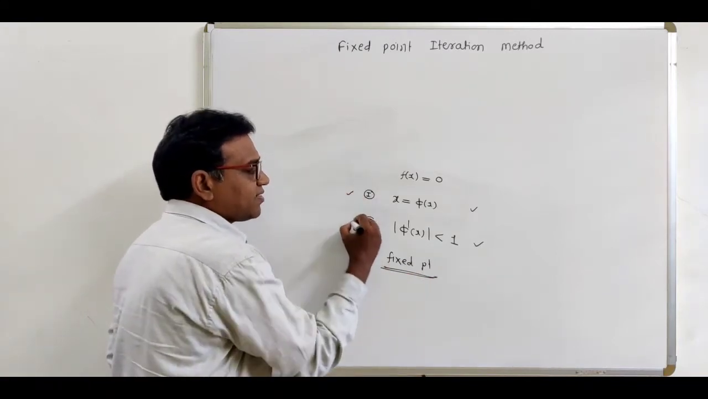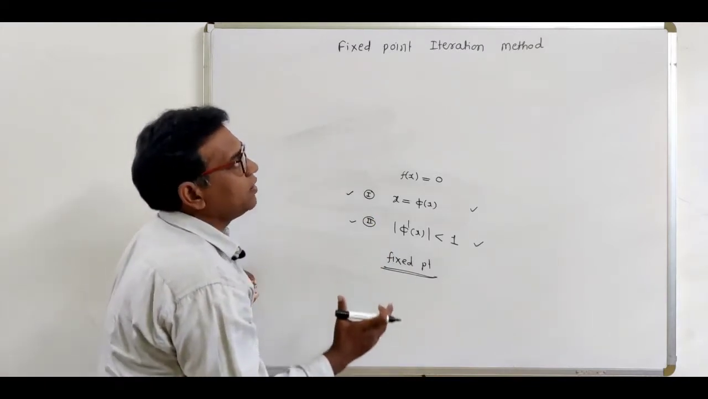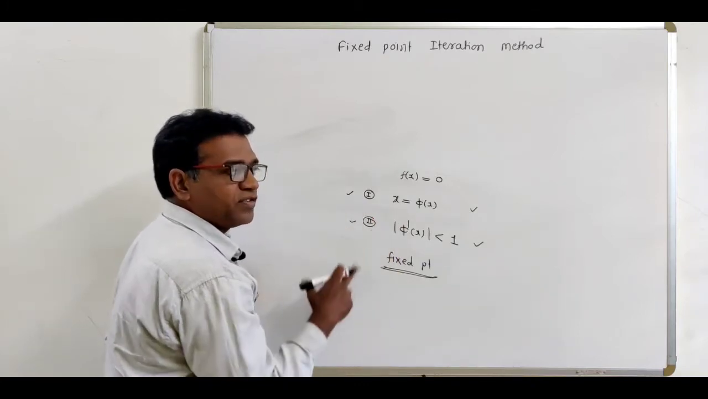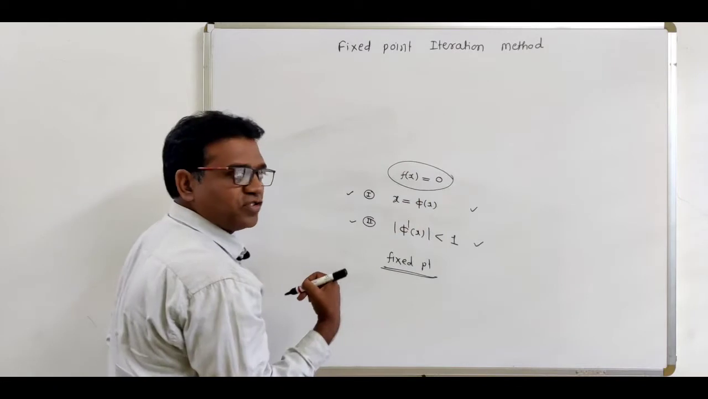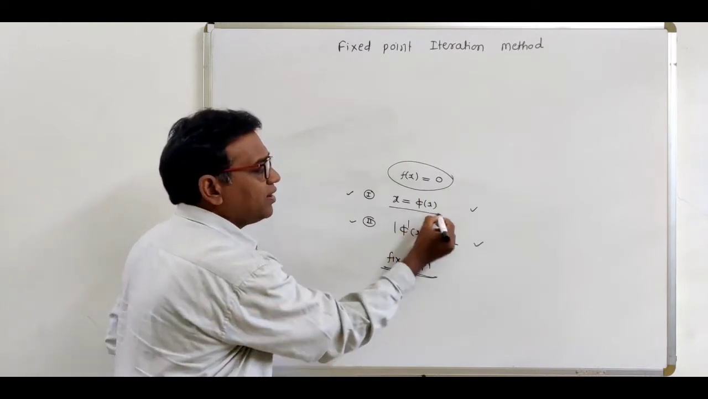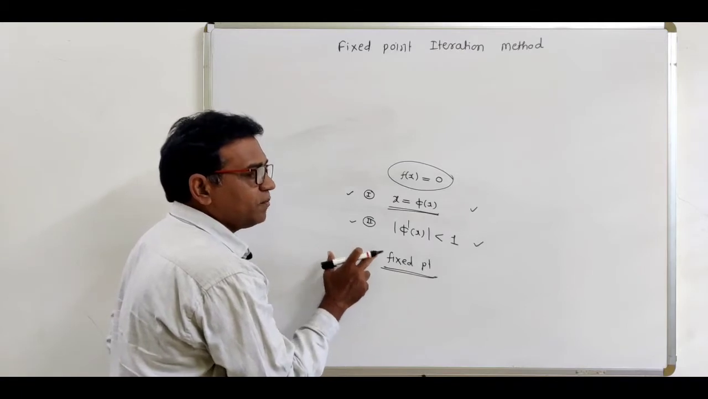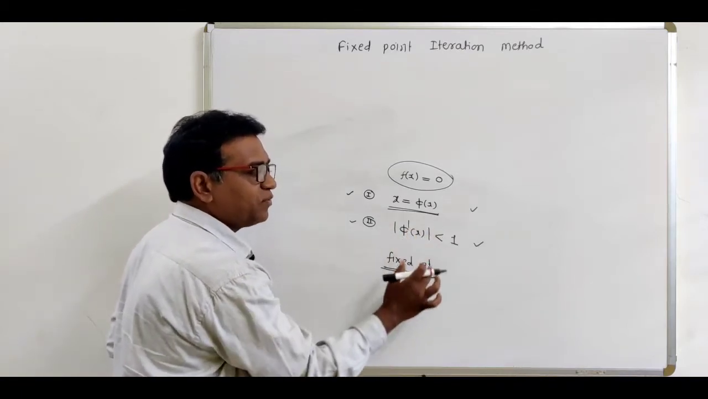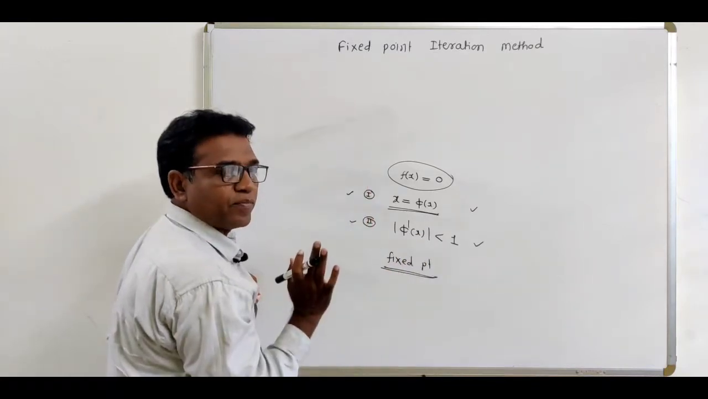These are the necessary conditions for the applicability for the fixed point iteration method. So what are those conditions? First of all, express the given function f(x) = 0 in this language, x = φ(x). What is the second condition? The size of this derivative φ'(x) should be less than 1. Then we can use this iteration method.